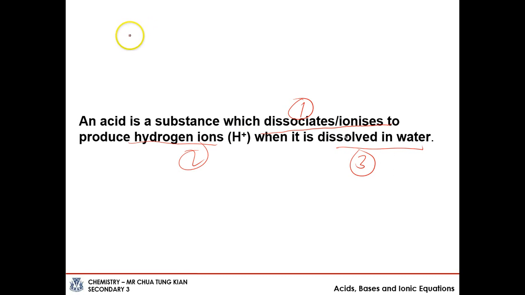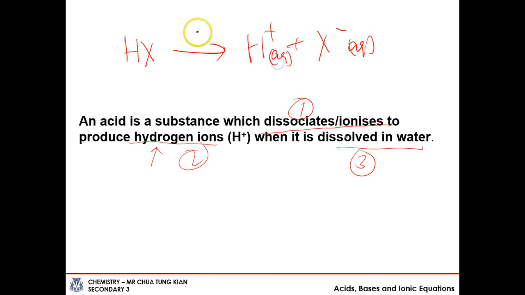If I represent this with a very simple generic equation, since I get hydrogen ions, H+, I can represent my acid as HX. In the presence of water, I get H+ and X-, both aqueous. This is the acid. So in water, the acid dissociates to give me H+ ions and the other constituent ion that makes up the acid. The H+ of the acid gives rise to most of the properties that an acid will exhibit.